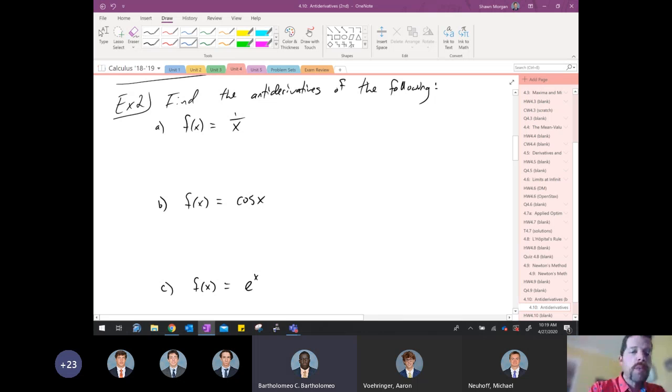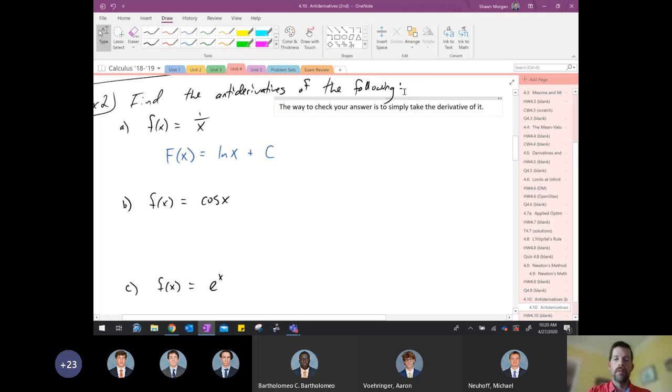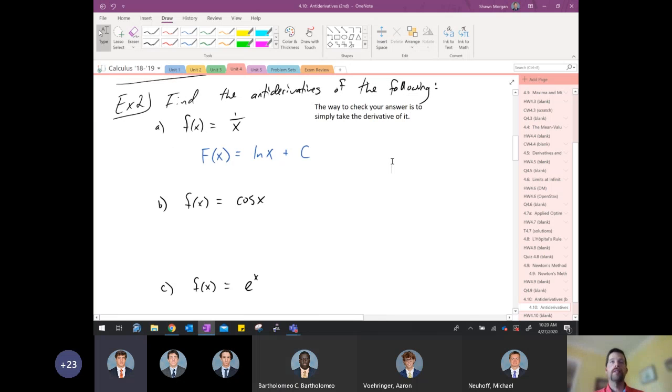So what we would therefore say is, okay, the antiderivative, capital F of x, is the natural log of x, and then what can't I forget to put on at the end? Plus C. Remember how we said don't forget that constant. And the way to check your answer is to simply take the derivative of it. Write that note down for me, please. The way that you check your answers on these is just by taking the derivative.